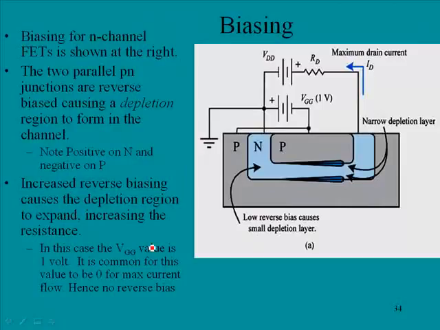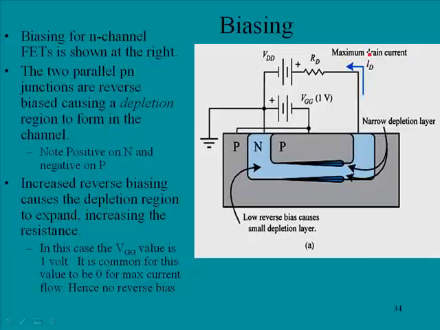Biasing for N-channel FETs is shown at the right. Okay, so here we have our biasing. You'll note we have some voltages applied to this. Notice we have VDD, this would be for the voltage on the drain. And you'll notice there's a negative voltage connected to the N material here, and the positive is the other side of the N material, and so current would flow through the N material as such, and this would define the current in the drain.